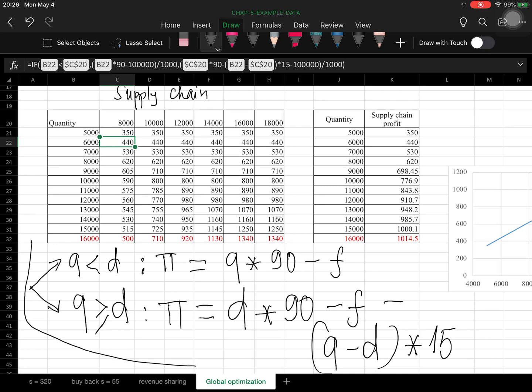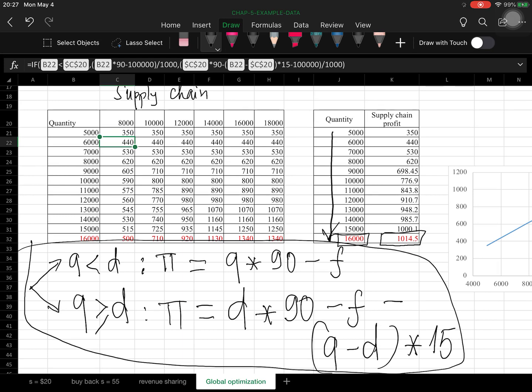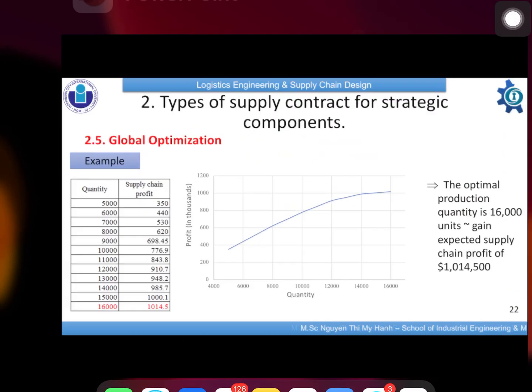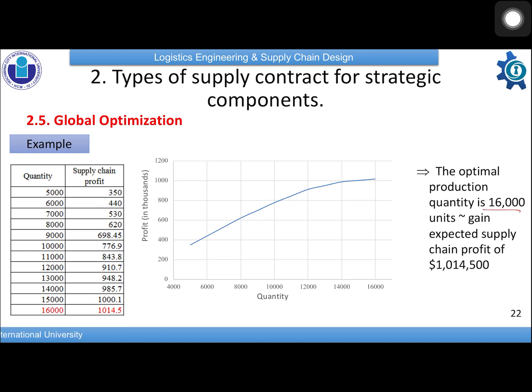We combine them in an IF function in the Excel file. Please do this one by yourself. We can see that the maximum profit of the supply chain is when the order is 16,000, when we run the order quantity from 5,000 to 16,000, and they can earn more than $1 million.